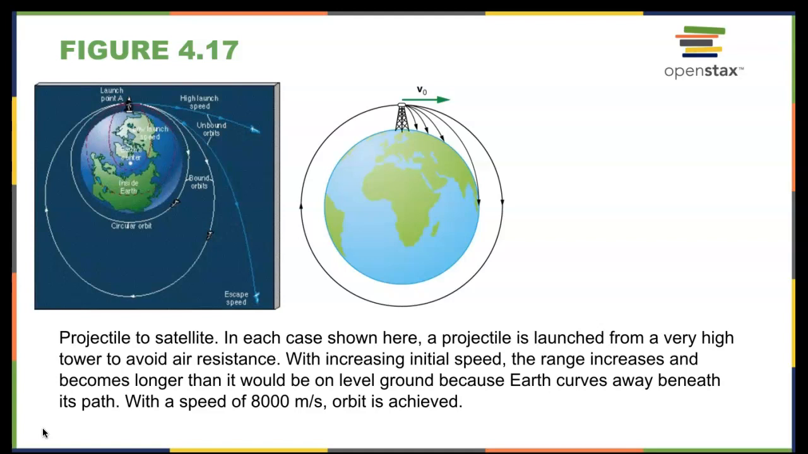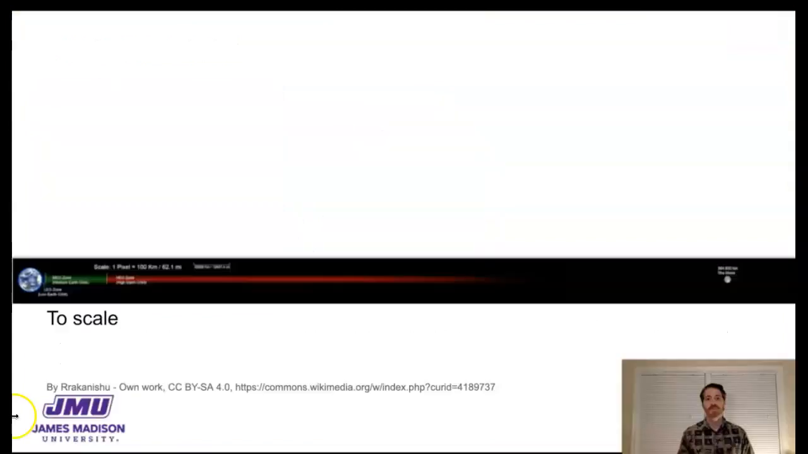Although you can see there's a little mark on here called escape speed. Escape speed is how fast you would be going so that Earth's gravity would always be slowing you down, but would never actually win and pull you back. I do want to share with you a little bit about the scale of the distances we're talking about before we get into some of these calculations.